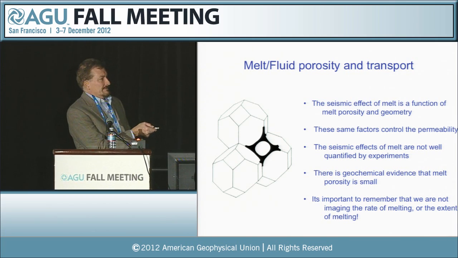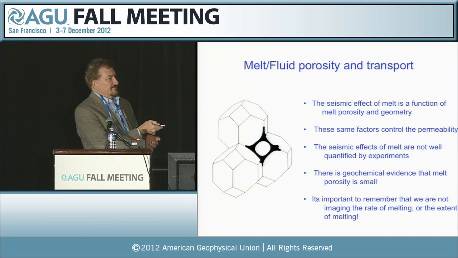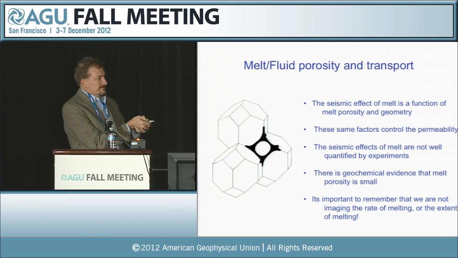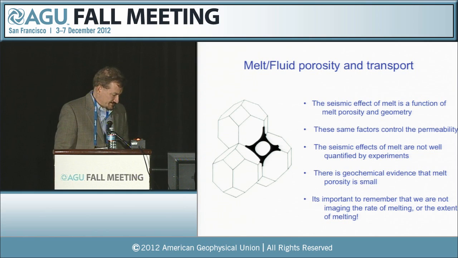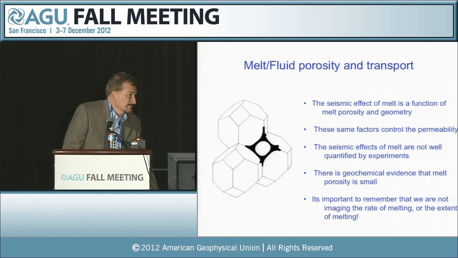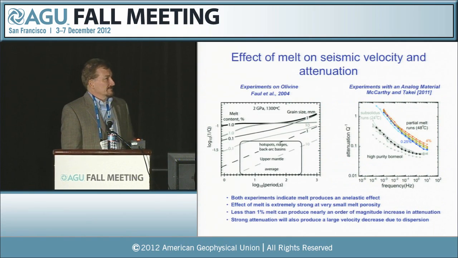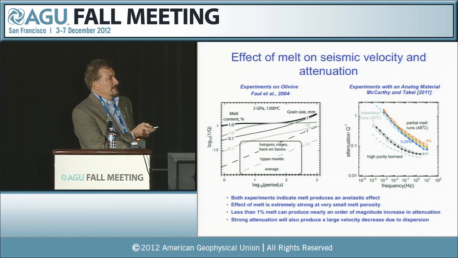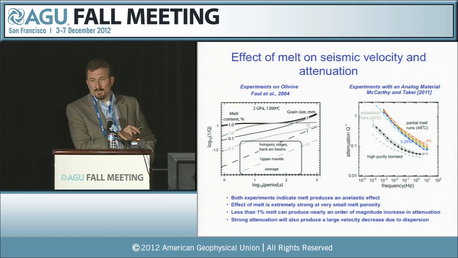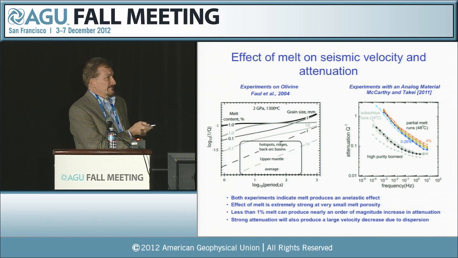But one thing I'd like to remind you is we are not observing the rate of melting, we're not observing the extent of melting. We would be observing just the melt porosity, which is a property that's related to the melt production and transport. I'm going to have to go through some of this pretty fast, but there is some experimental evidence that even very small amounts of melt will have a very large seismic effect.